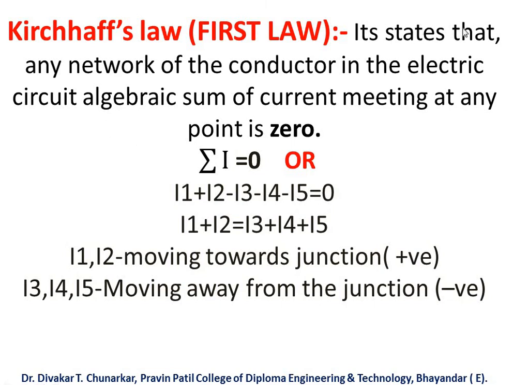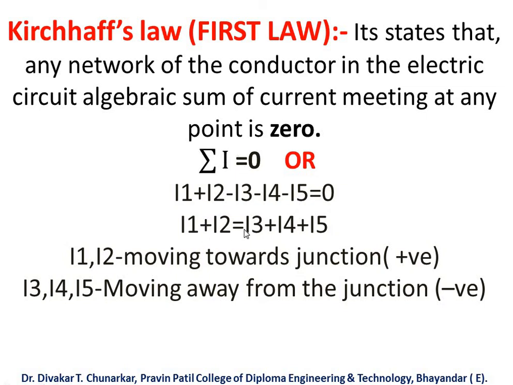Then Kirchhoff's law states that in any network of conductors in an electric circuit, the algebraic sum of currents meeting at any point is 0. Listen here, Kirchhoff's first law: summation I equal to 0. This is the mathematical equation, or I1 plus I2 minus I3 minus I4 minus I5 equal to 0. We can write the currents I1 to I5 in summation form, summation I equal to 0. This is the definition of Kirchhoff's first law.